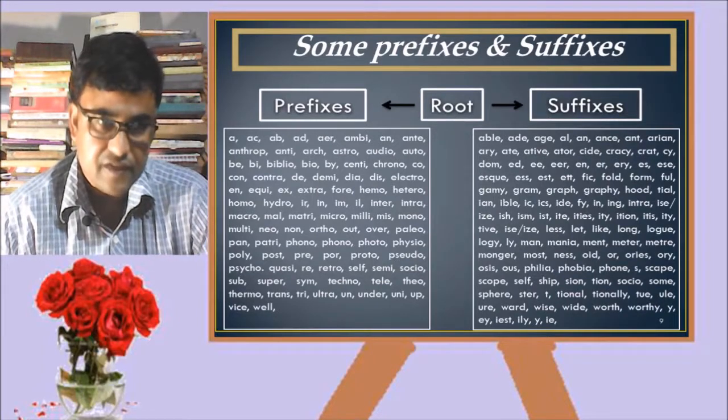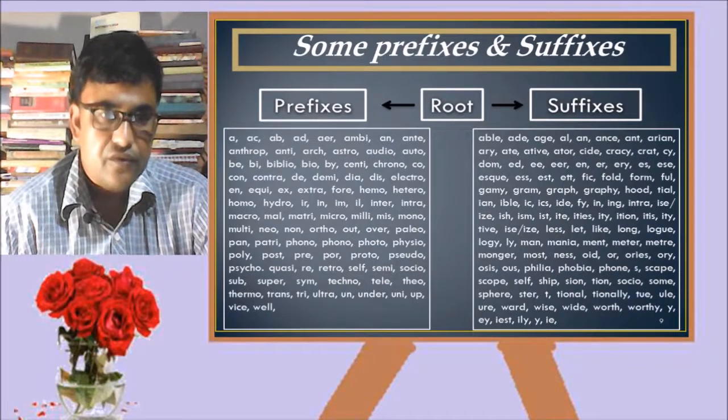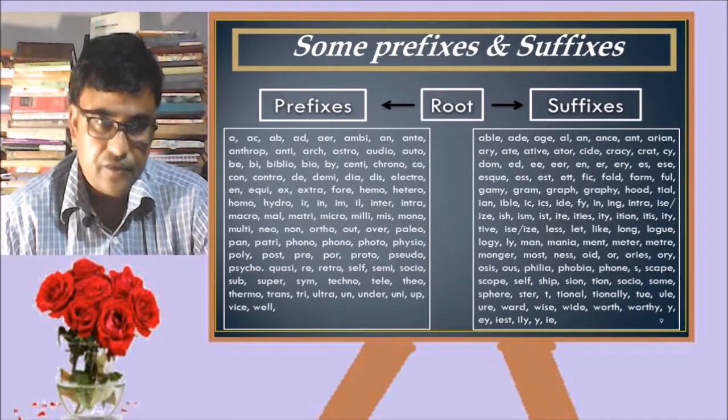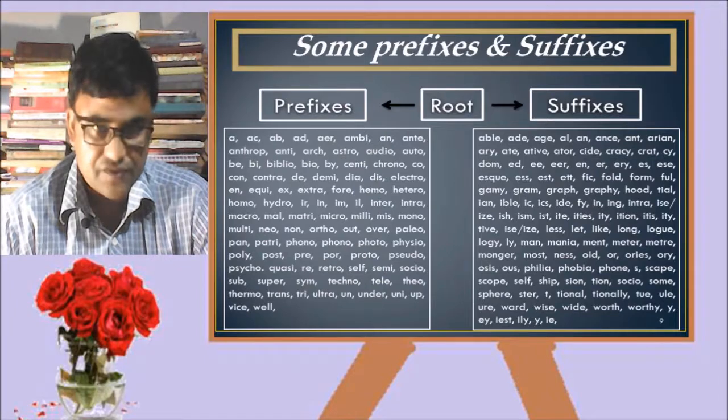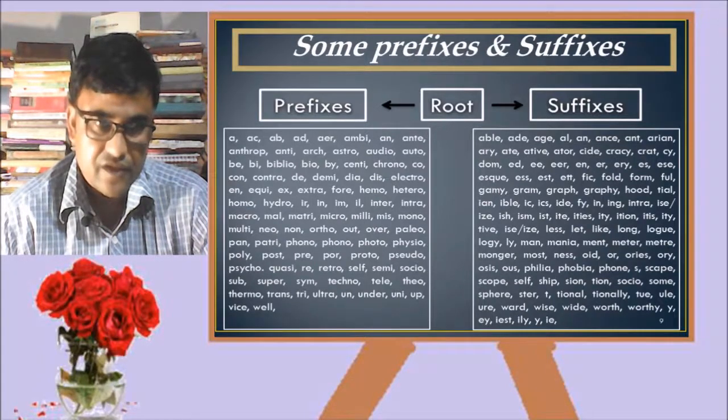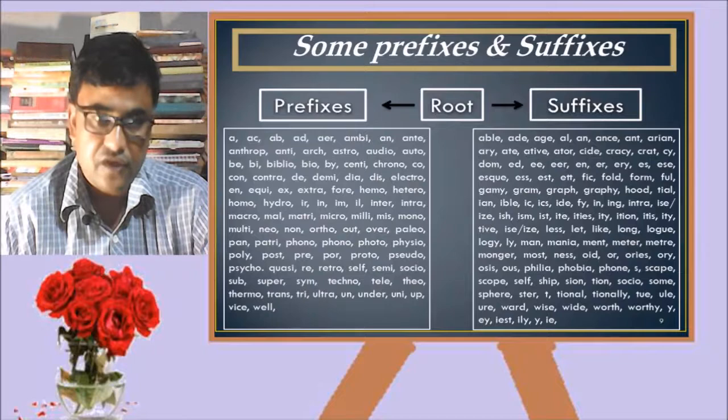Some prefixes and suffixes. A prefix means the particle placed before the root word, okay? And suffixes are the particles which are added after root words, okay? So all these prefixes and suffixes are not words. We can call them particles, because there is no clear meaning of these particles. So these are not words. I think you understand. So let's go to the next slide.